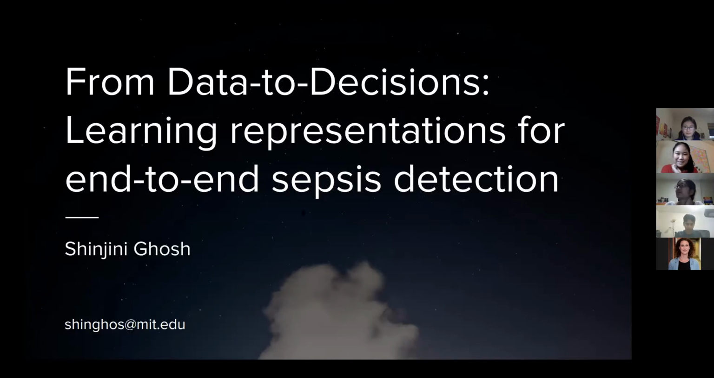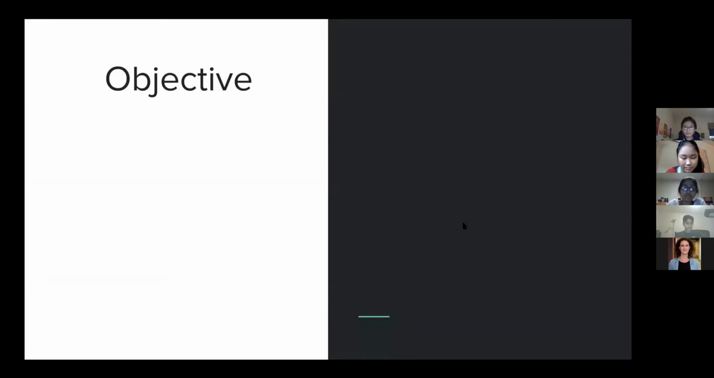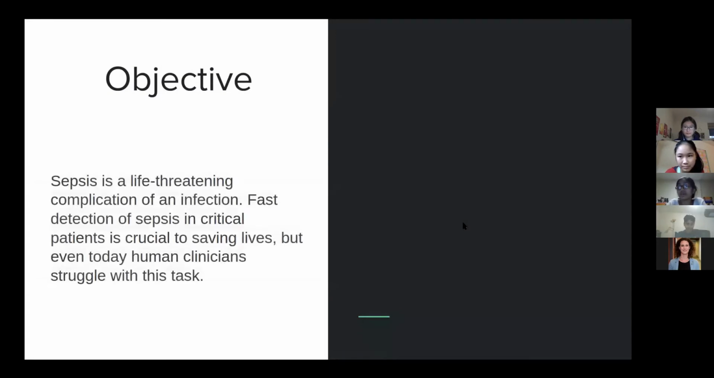Perfect. So, the first project that I'll be talking about is called From Data to Decisions, Learning Representations for End-to-End Sepsis Detection. So, objective. Sepsis is a life-threatening complication of an infection. What basically happens during sepsis is that some other infection gives rise to infection from being in bed for a long time, or infection in the internal organs, or generic organ failure. And hence, it is more of a symptomatic thing than a disease in itself.